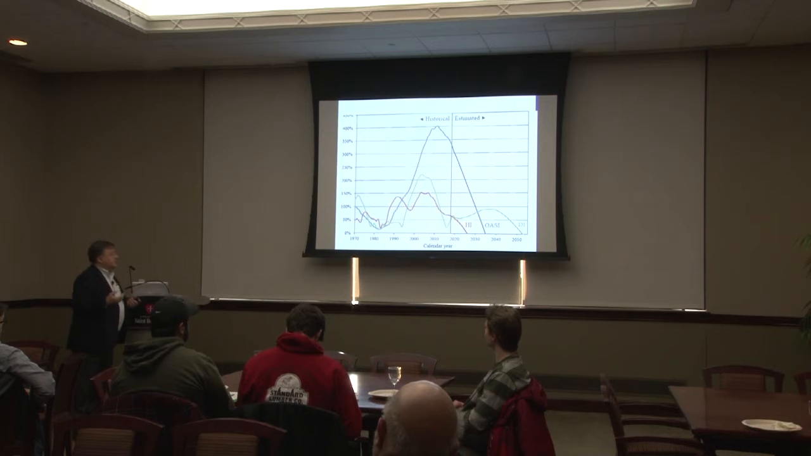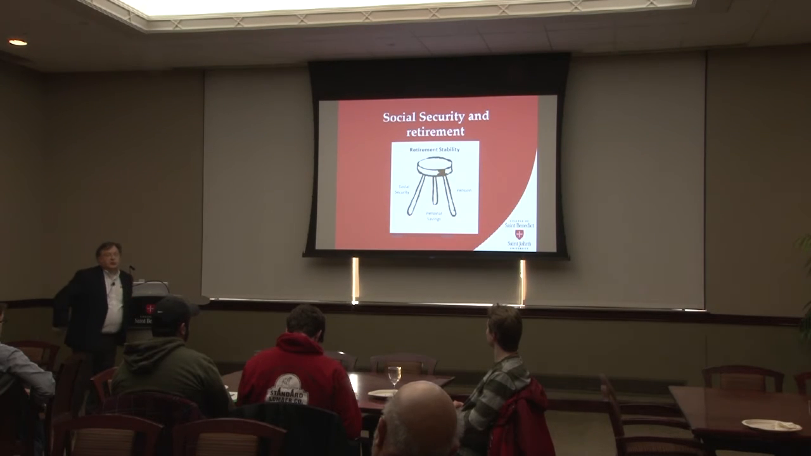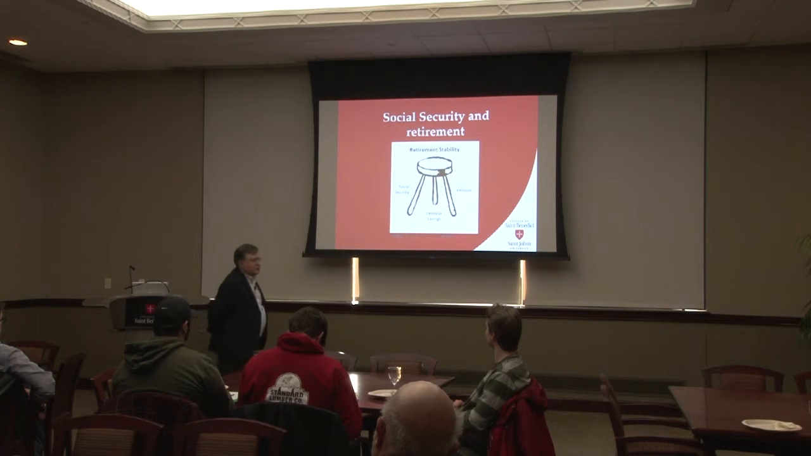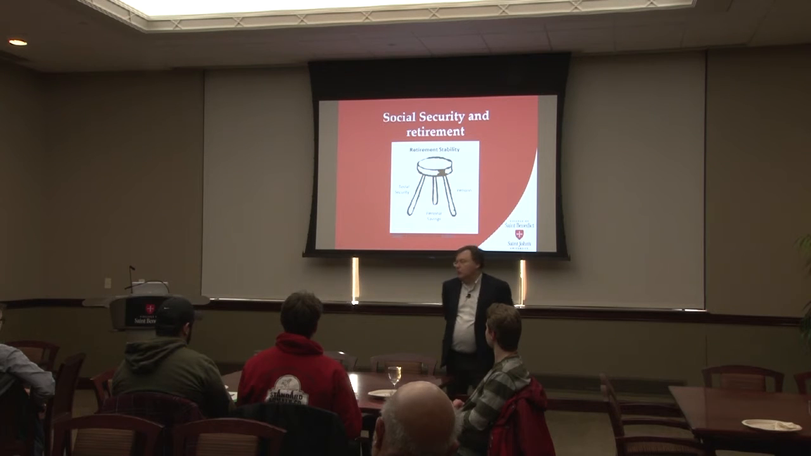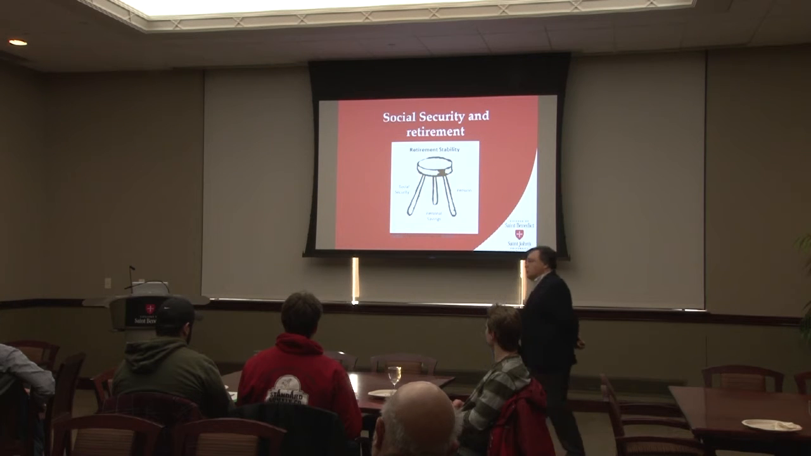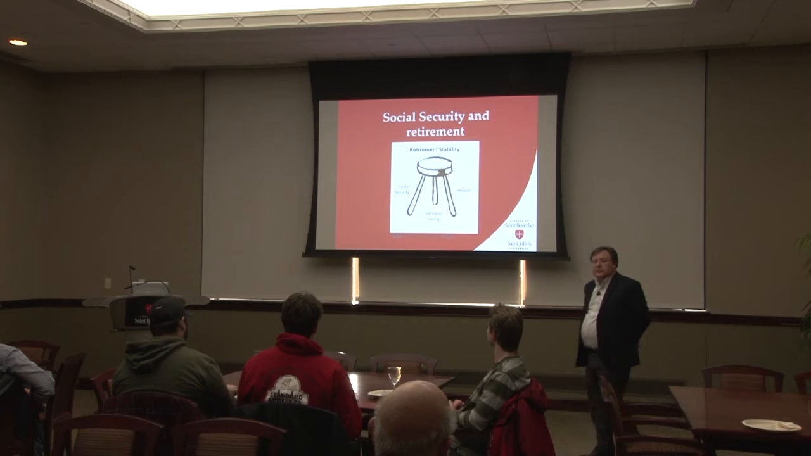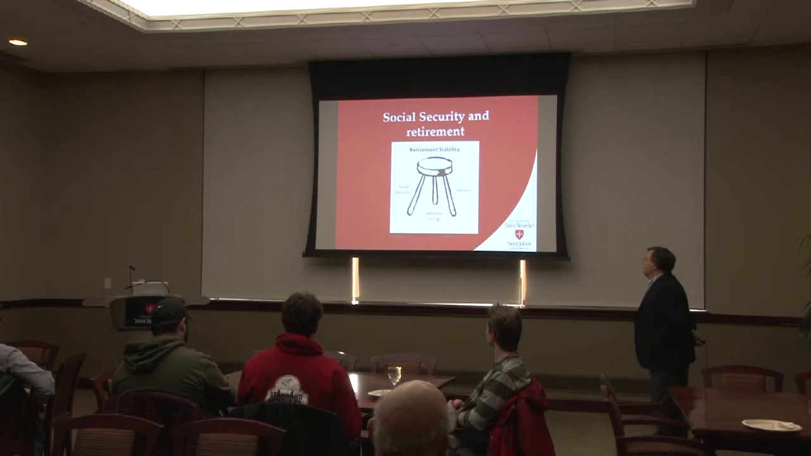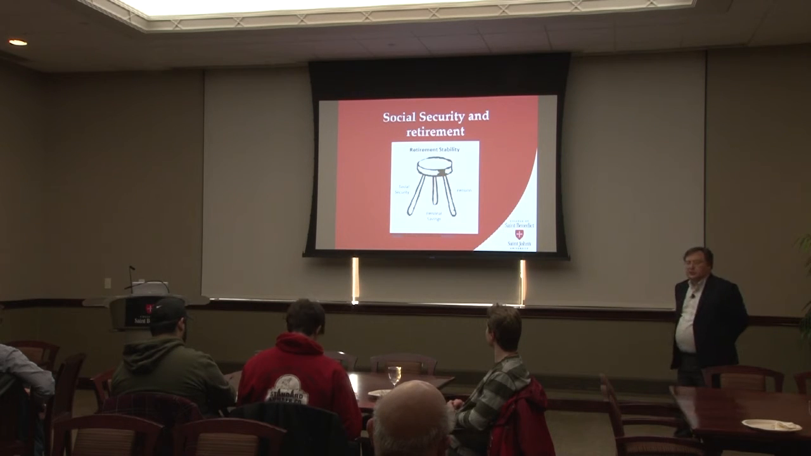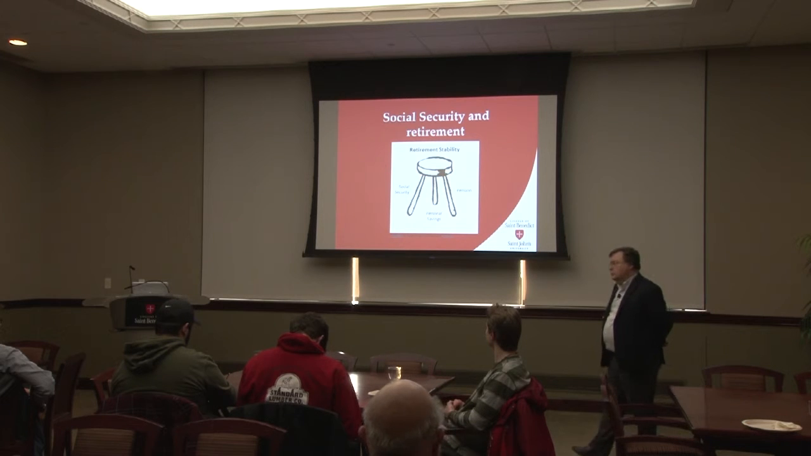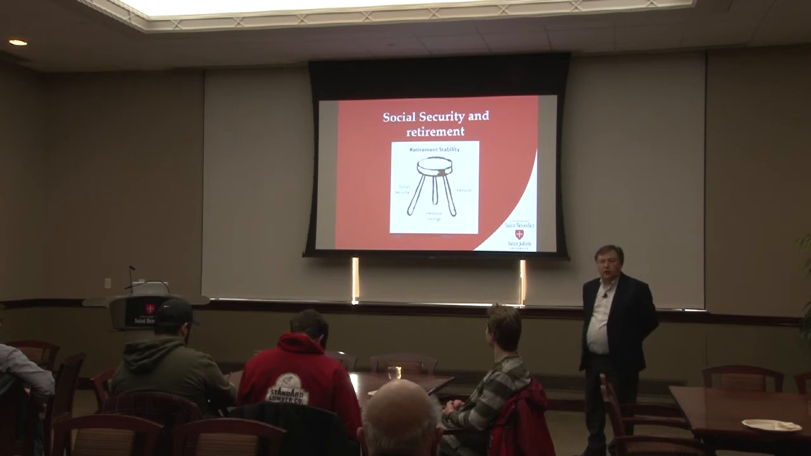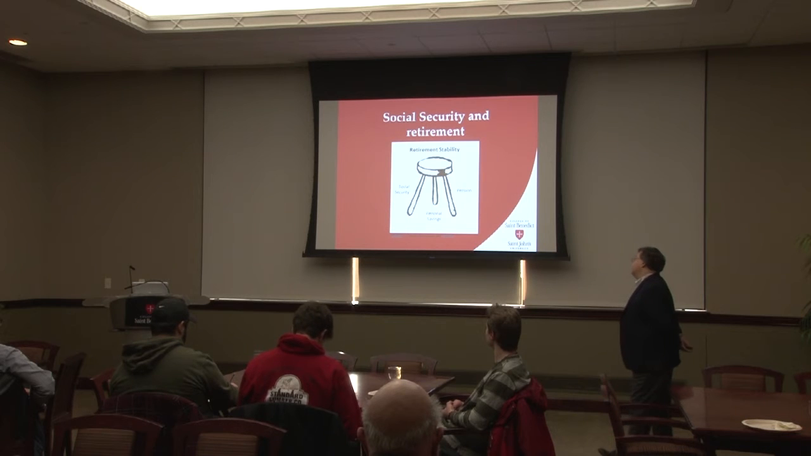Now, let me just point out something about Social Security and its role in retirement. There's a metaphor that we use in retirement. We call it the three-legged stool. The idea is that if you're planning for your own retirement, there are three elements to it. There's the Social Security you're going to get. There's personal savings that you do. And then there's some kind of pension that works through wherever you work, through your company, for example.